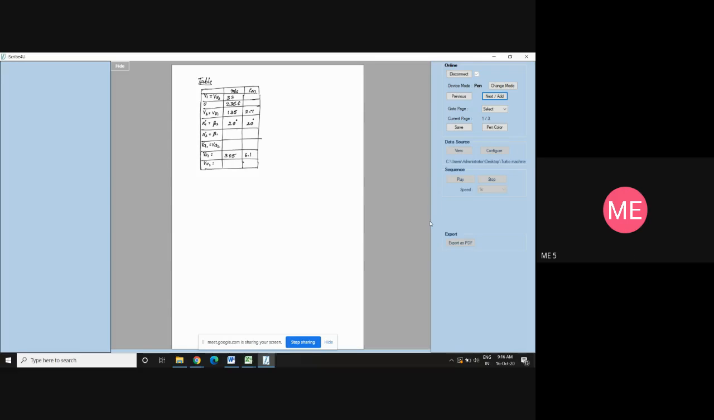Other values also you tell. Alpha 2 is how much? Beta 1, how much have you calculated? Around 57 degrees. Here also write 57. What about VA1 and VA2? Somebody calculated? And VU2. So finally, your aim should be to fill in this table.